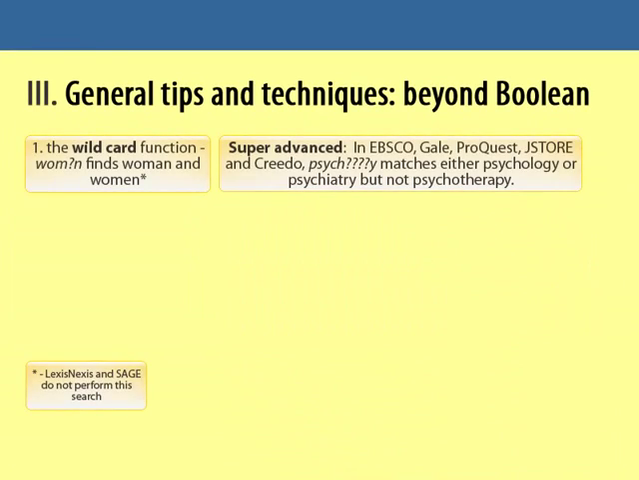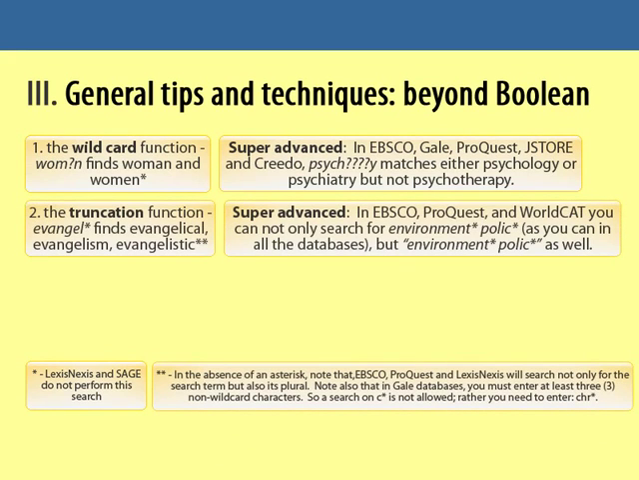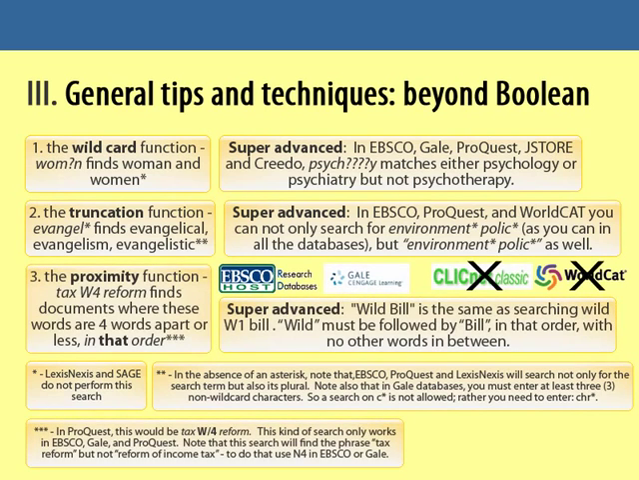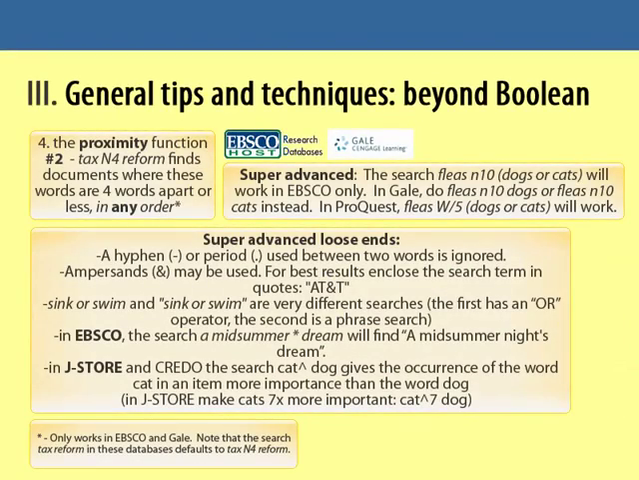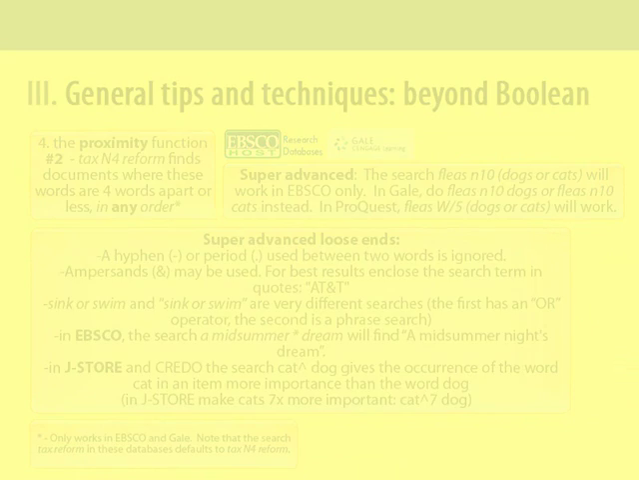Using the wildcard function, WOM?N finds woman and women. Using the truncation function, evangel** finds evangelical, evangelism, and evangelistic. And using the proximity function, prominent in EBSCO and Gale databases, tax w4 reform finds documents where these words are 4 words apart or less, in that order. Using the second proximity function, tax n4 reform finds documents where these words are 4 words apart or less, in any order.